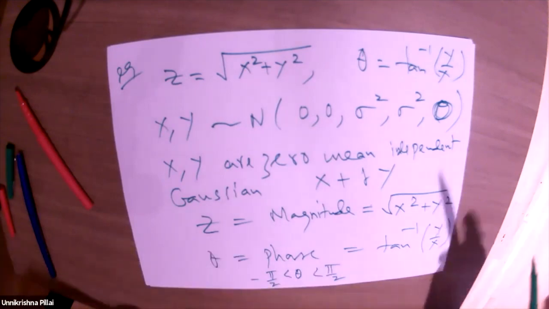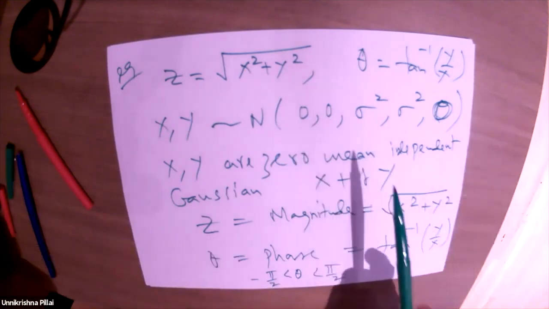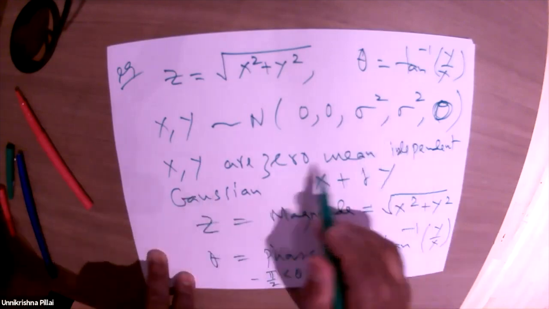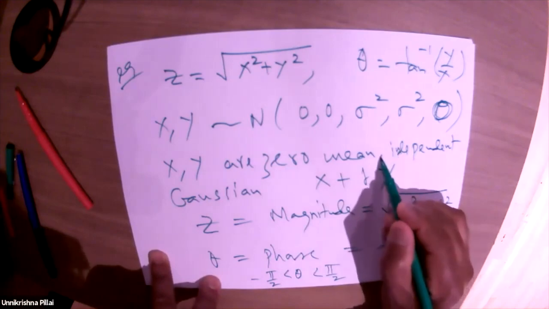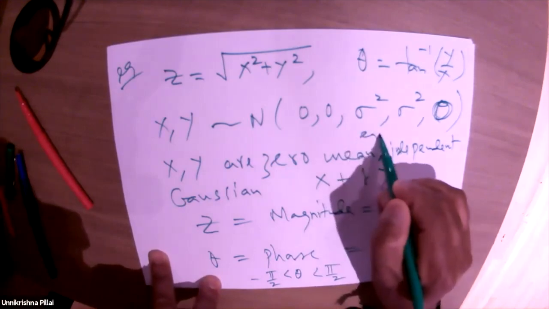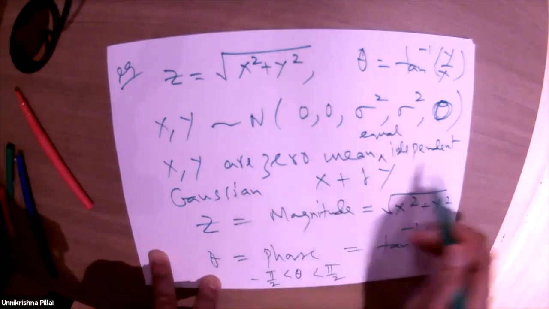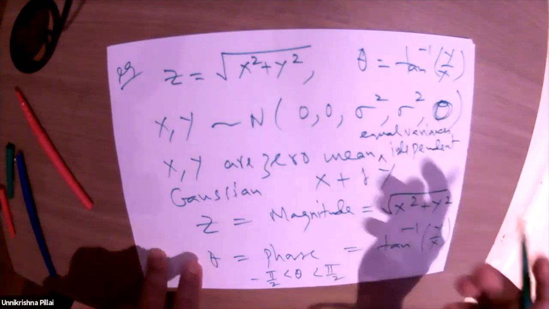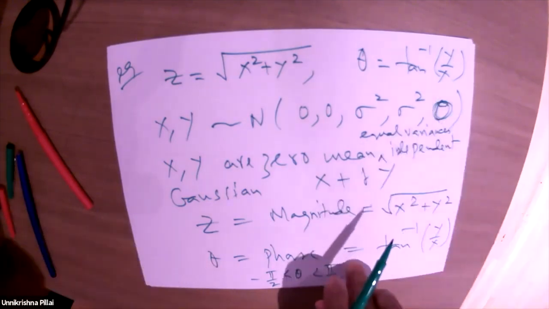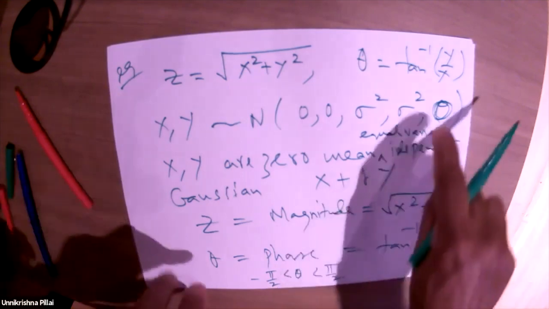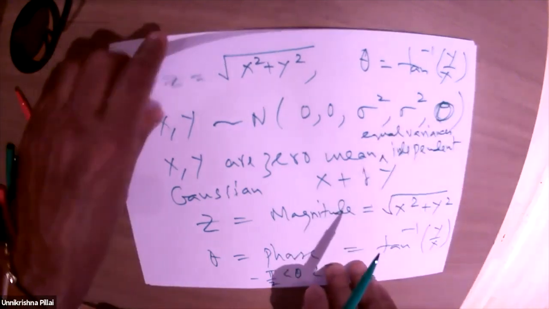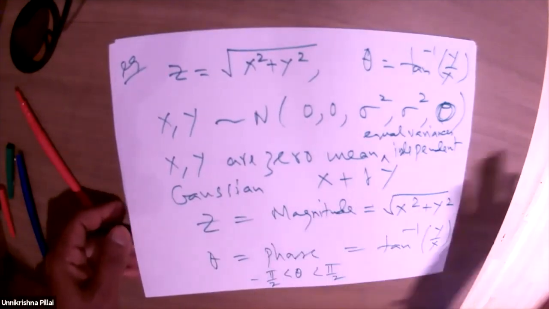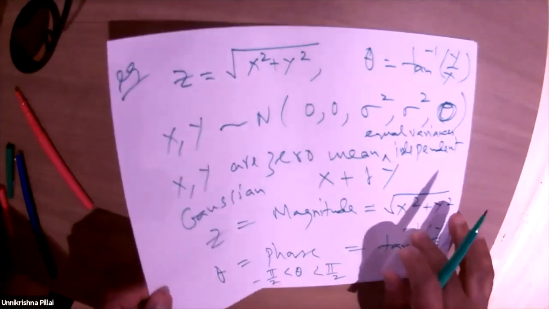So it's very easy for you to redo this case. Remember the case we are doing: X and Y are zero mean, independent Gaussian random variables with equal variance. So of course the fifth parameter is zero. If the fifth parameter is not zero, which I have given you, you can try to redo these two problems. All you have to do is watch those videos and then do it yourself.